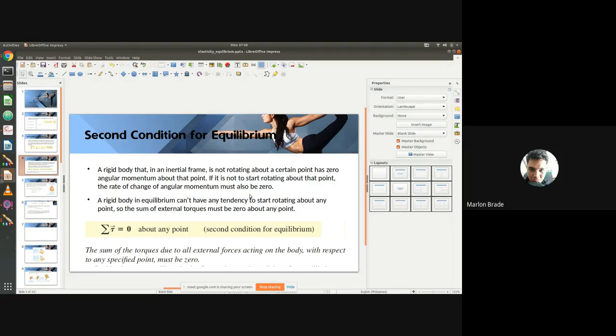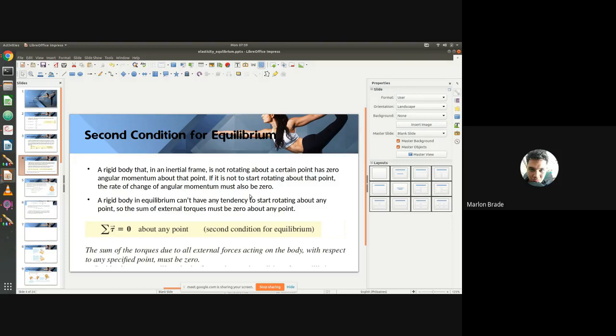So what is the implication? If I say that my angular momentum is zero, what is the implication of that? Or say it is not zero, but just some constant. What does the conservation of angular momentum say? Remember that conservation of angular momentum says that if there is no external torque, then the rate of change of angular momentum is zero.